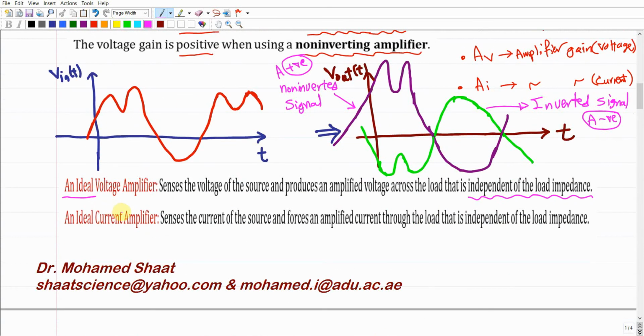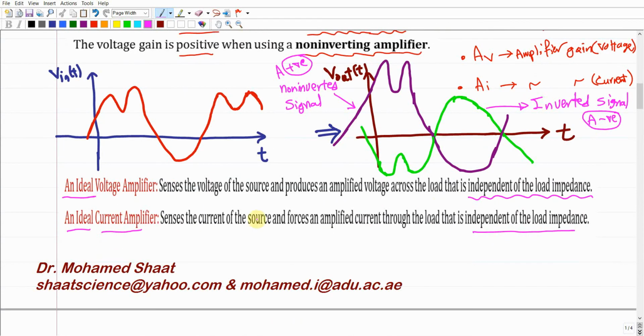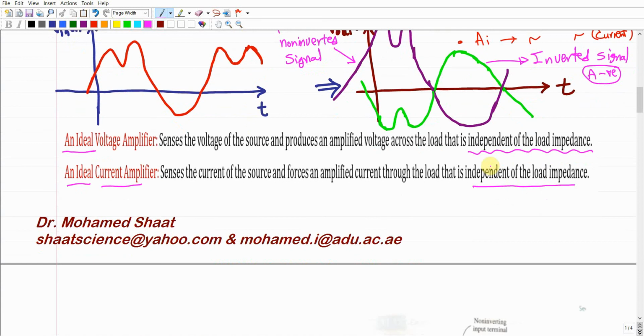The ideal amplifier applies whether for voltage or current. An ideal current amplifier senses the current of the source and forces an amplified current through the load that is independent of the load impedance as well, like when we use the amplifier to sense and magnify, or increase the amplitude of, a current. We said that the input signal can be in the form of a voltage or a current. The key idea for the ideal amplifier is that the output signal does not depend on the load impedance.